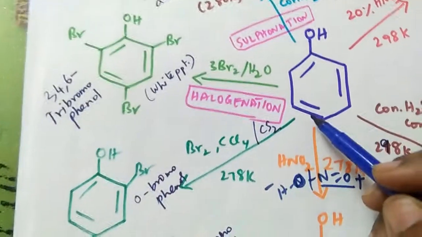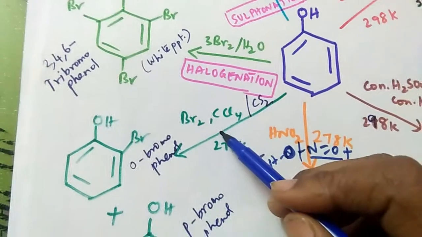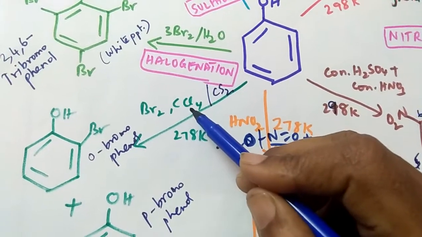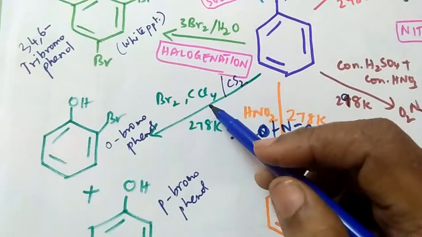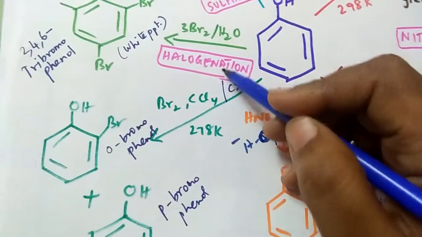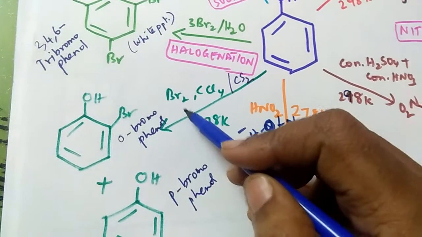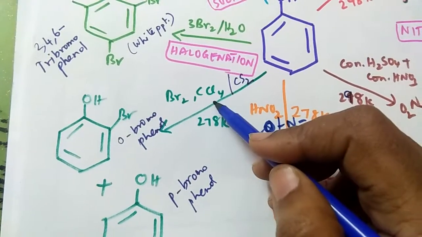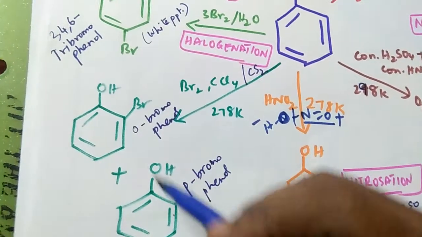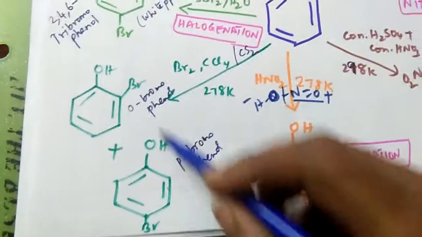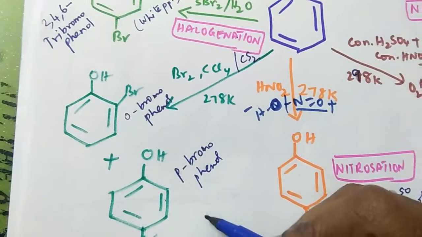The next reaction is bromination, in the presence of the solvent carbon tetrachloride. It is also called halogenation; here the halogen is bromine. In the presence of carbon tetrachloride, it forms two derivatives, an ortho derivative and a para derivative: ortho-bromophenol and para-bromophenol.